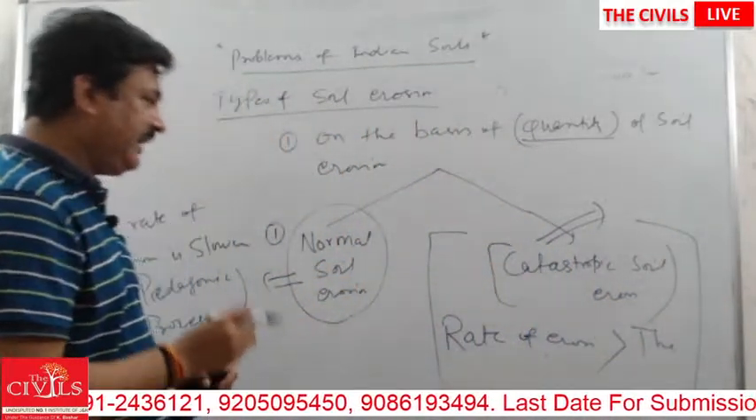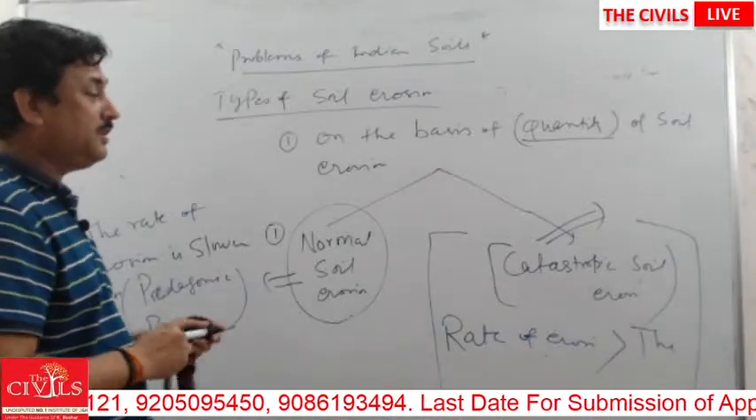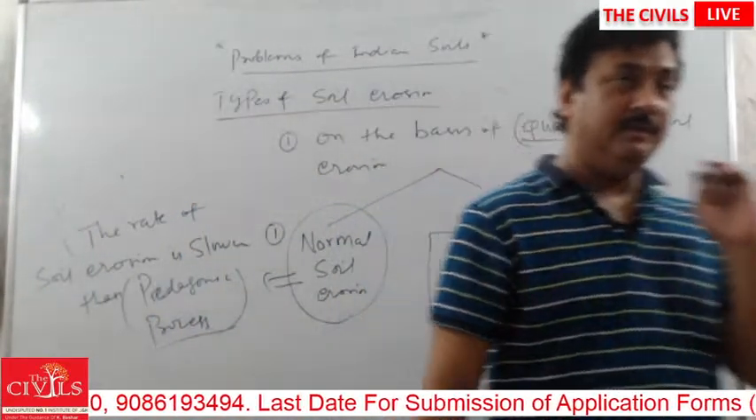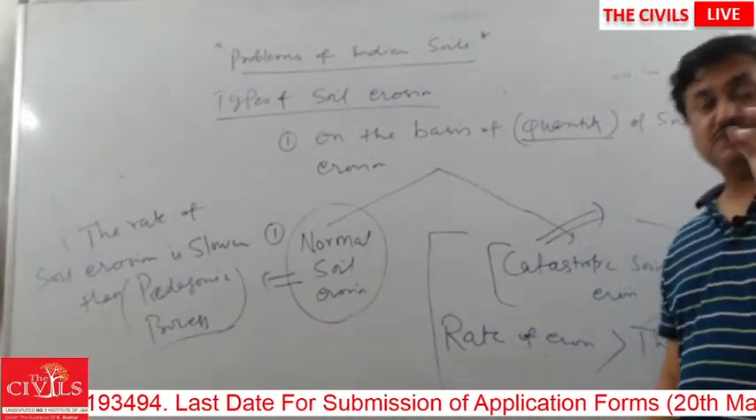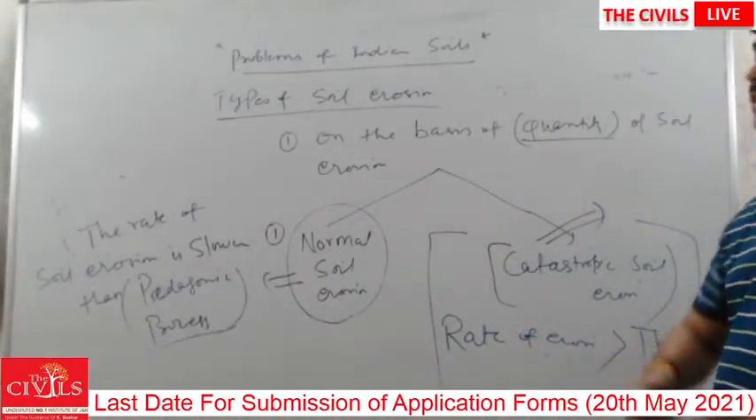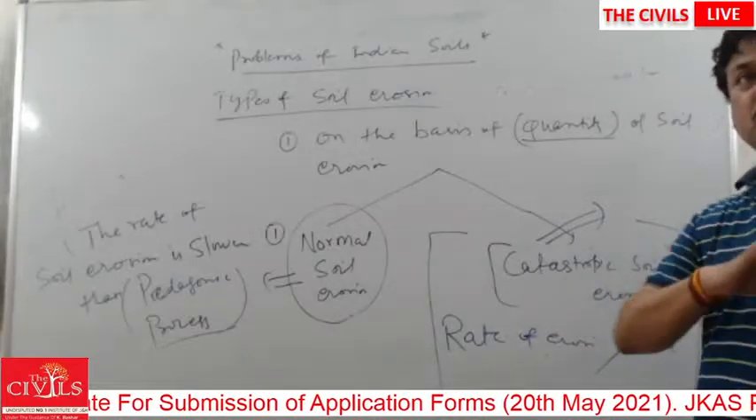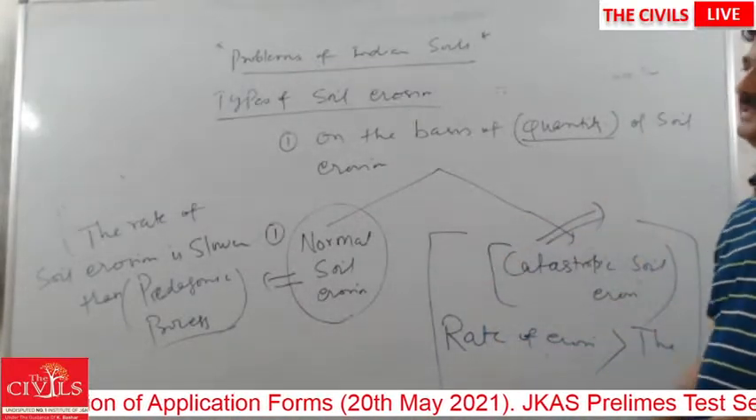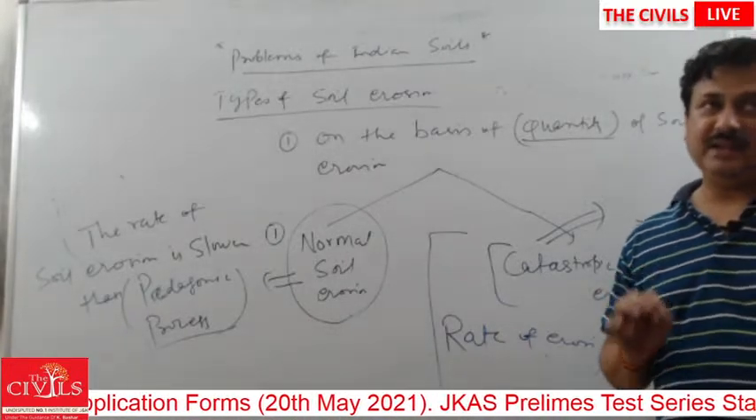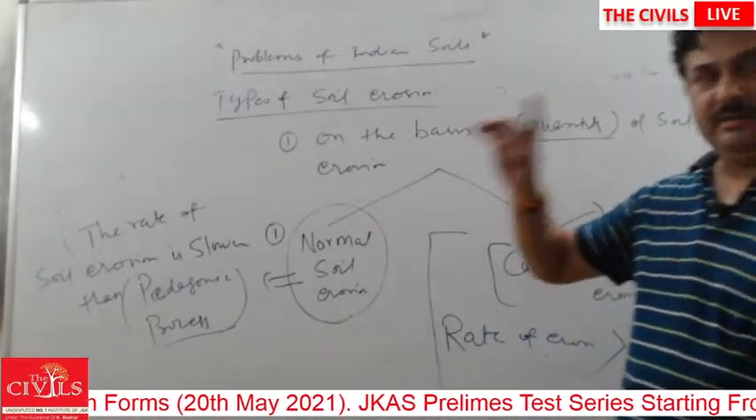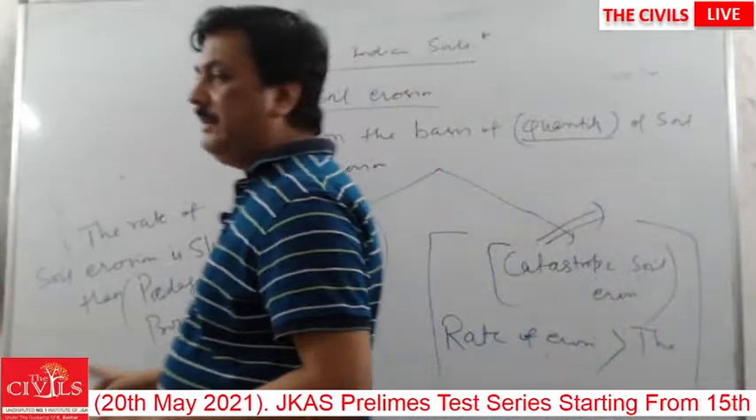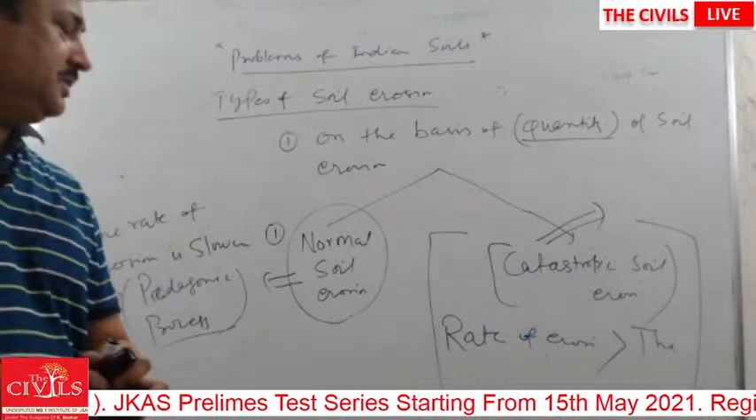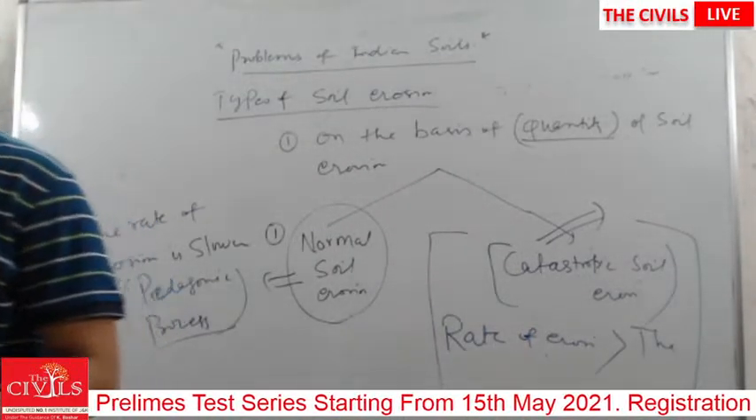It is very harmful for the soil because by this process a large part of the soil is removed from the top layer of the soil, which reduces the fertility of the soil and ultimately affects the productivity of the soil. So these are the two types.